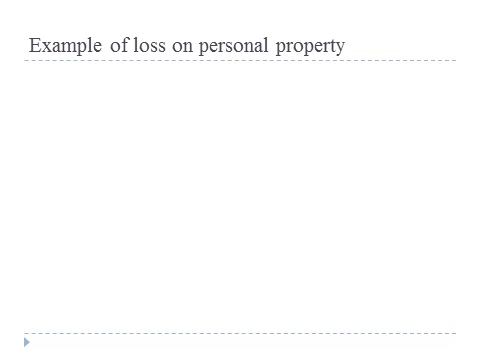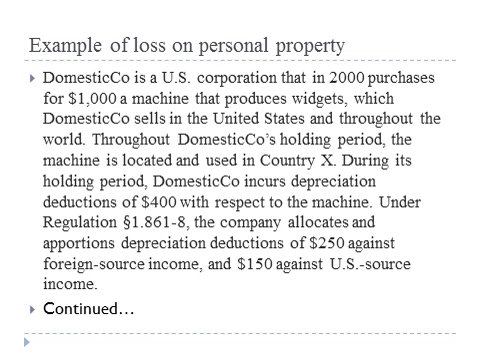Here's an example of the allocation of loss on depreciable personal property. Domestic Co. is a U.S. corporation that in 2000 purchases for $1,000 a machine that produces widgets which Domestic Co. sells in the United States and throughout the world. Throughout Domestic Co.'s holding period, the machine is located and used in Country X.